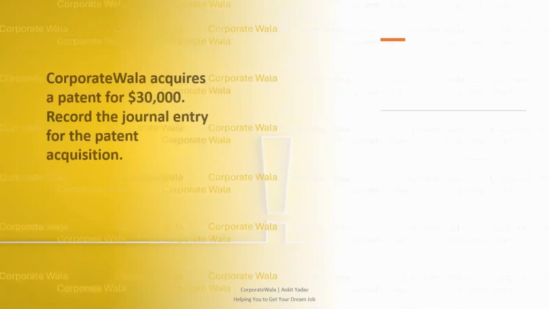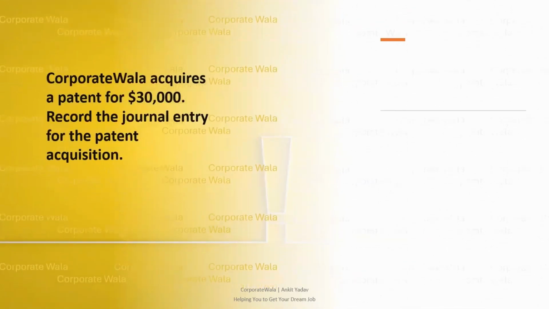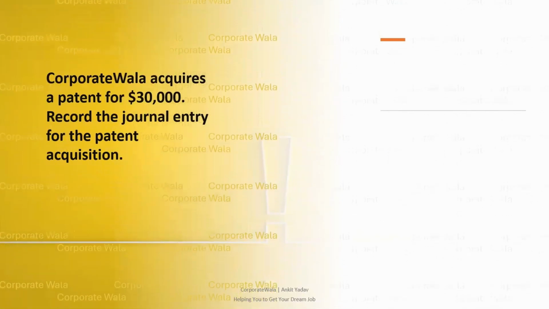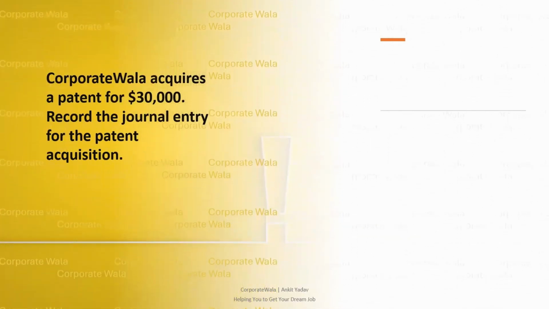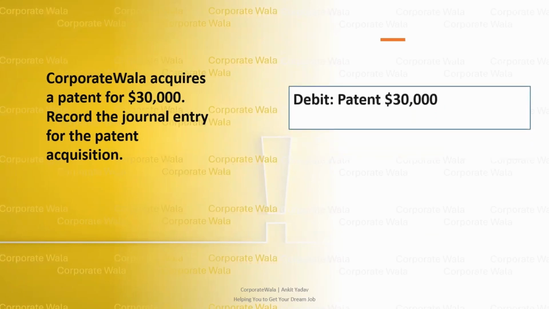Moving ahead, now let's talk about our next journal entry, which is: Corporate Wala acquires a patent for $30,000 and we need to record the journal entry for this patent acquisition. So what will happen when you acquire a patent? You will receive an asset and you will pay the cash. So you will debit the patent account and you will credit the cash or bank account by 30,000.